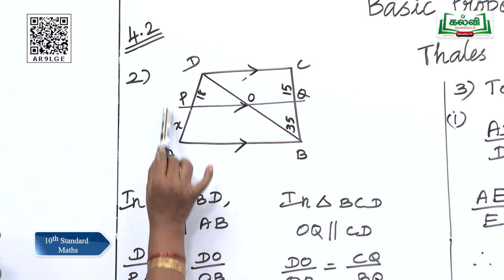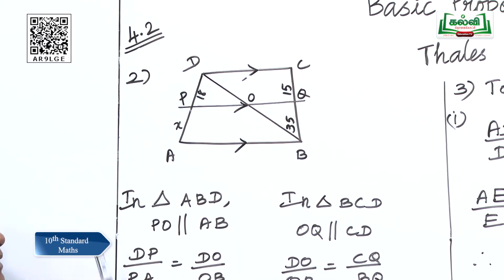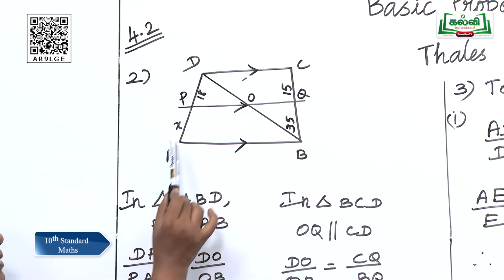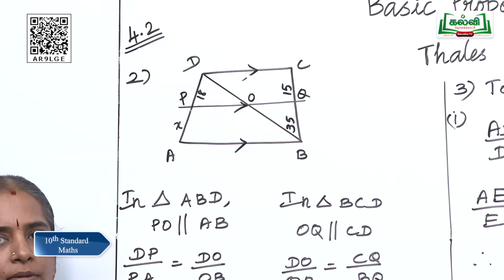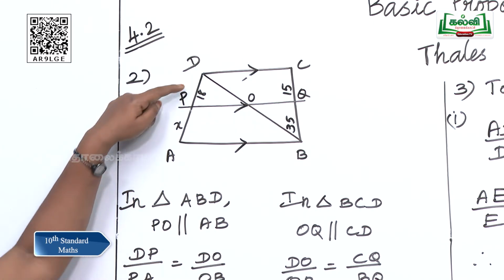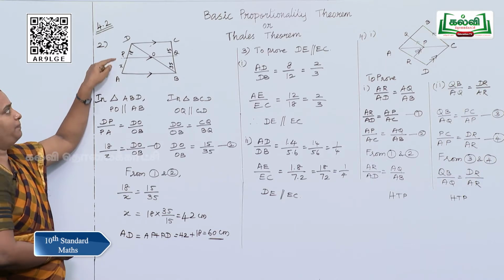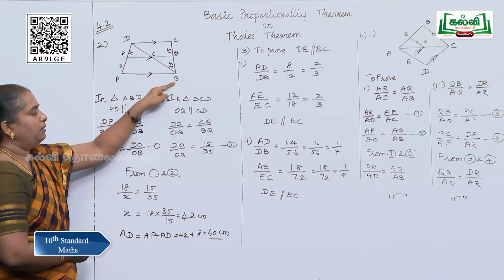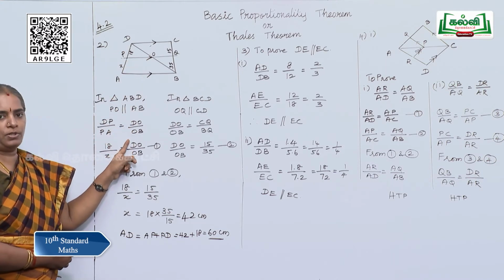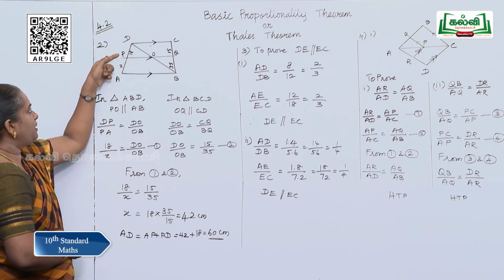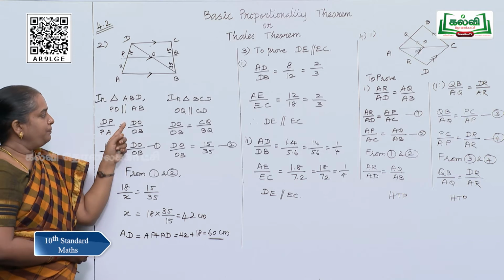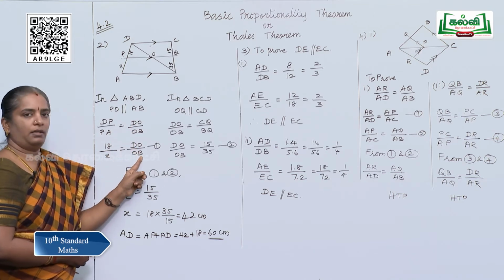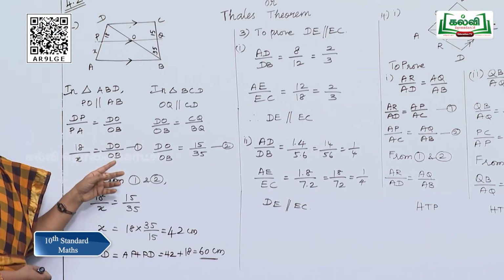In the first triangle, that is triangle ABD, we know that PO is parallel to AB. So, we can use Thales theorem. According to Thales theorem, we can say that DP/PA = DO/OB. Then apply all the measurements given. DP is 18 and PA is taken as x. DO and OB are not known, so let us take them as they are.